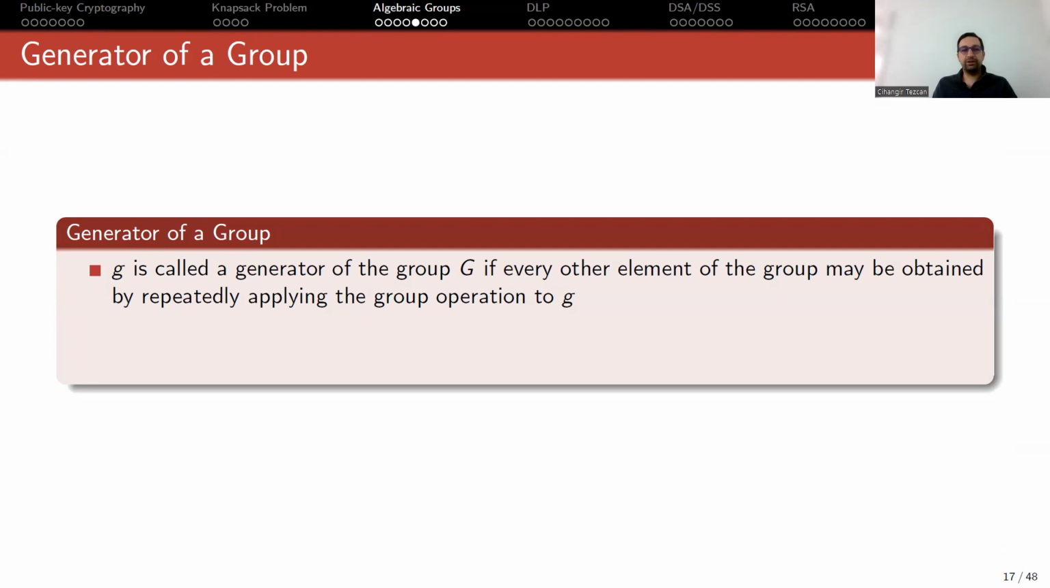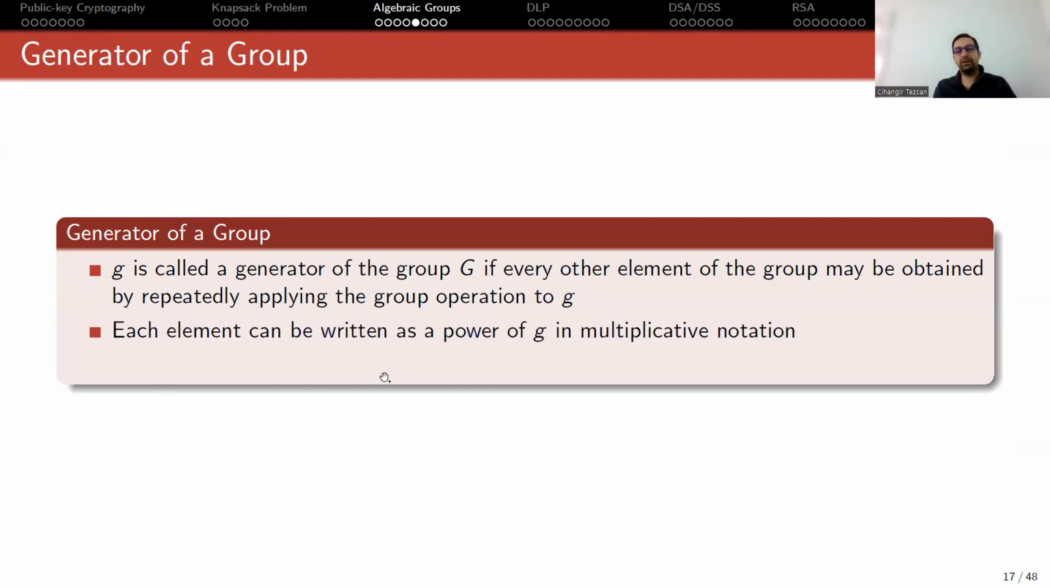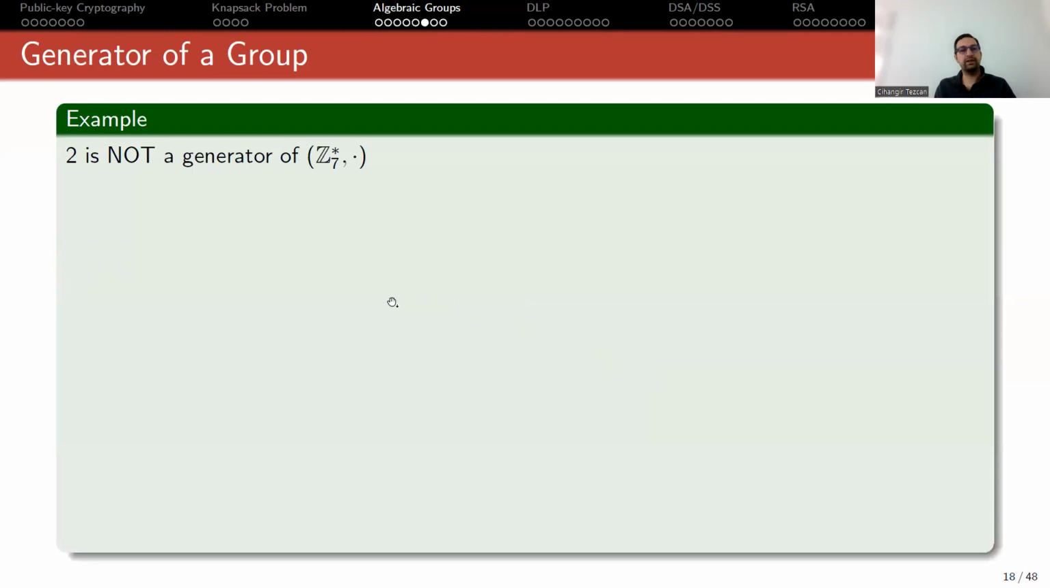Let's talk about a generator of a group. Small g here is called the generator of the group G if every other element of the group may be obtained by repeatedly applying the group operation to g. So from a single element, you generate all of the other elements. Each element can be written as a power of g in multiplicative notation. Each element can be written as a multiple of g in additive notation. This is generally what we do when we deal with groups, rings, and fields. So let me show you an example.